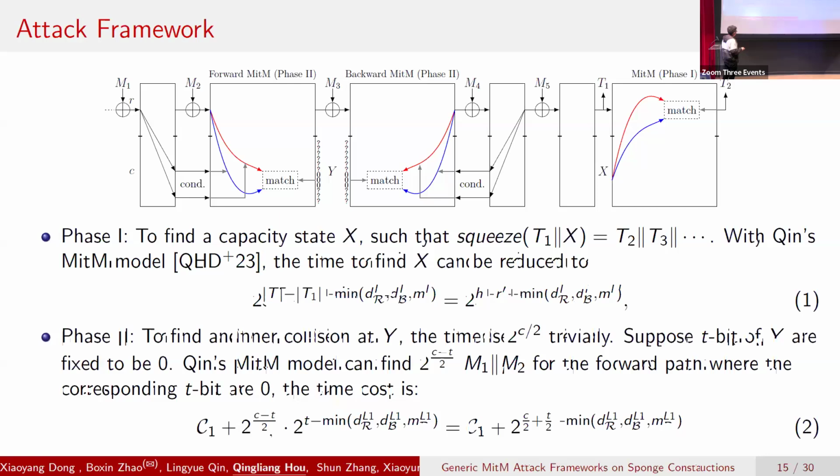To further reduce the time cost, we could fix some bases, a partial base of Y, to be constants. Then we could only find 2 to the (c minus t) over 2 messages for the forward meet in the middle, and this is the same for the backward meet in the middle. And once we found such messages, we could find a collision at C minus T bases.